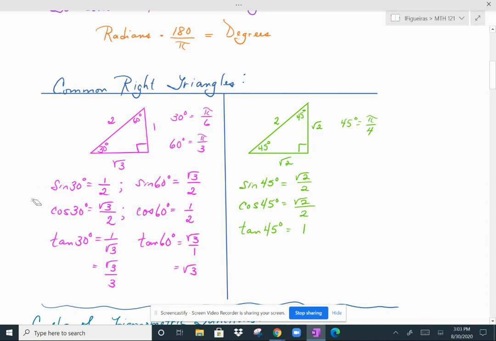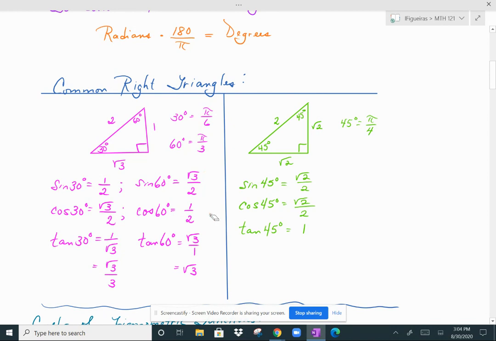But if you look at these trig functions with the perspective of 60 degrees instead of 30, the sine of 60 degrees, again, that's opposite over hypotenuse, that's root 3 over 2. Cosine of 60 degrees, that's adjacent over hypotenuse, that is 1 over 2 or a half. And tangent of 60 degrees is opposite over adjacent, so that is root 3 over 1, which is just root 3. And again, the other three trig functions, cosecant, secant, and cotangent, would be reciprocals of these numbers.